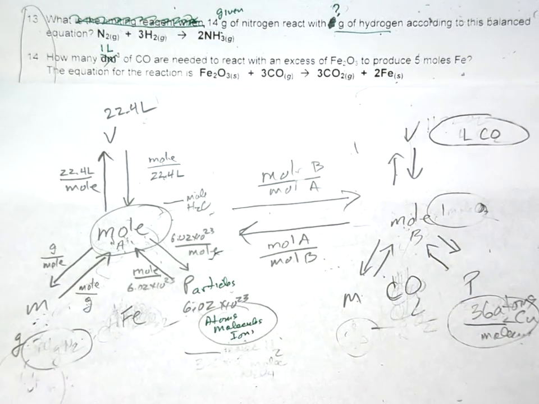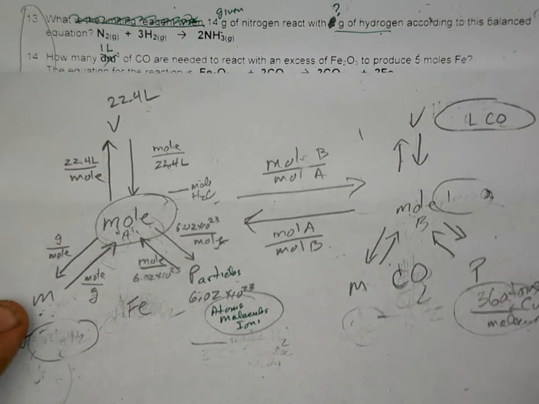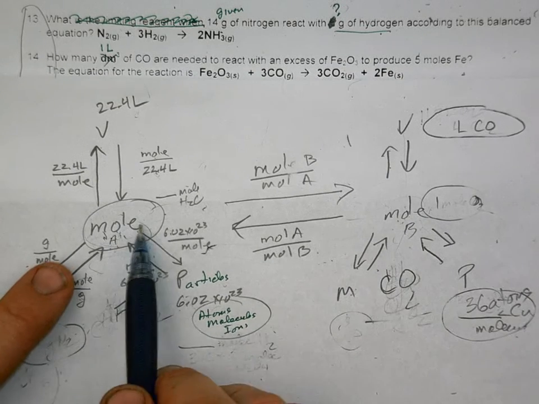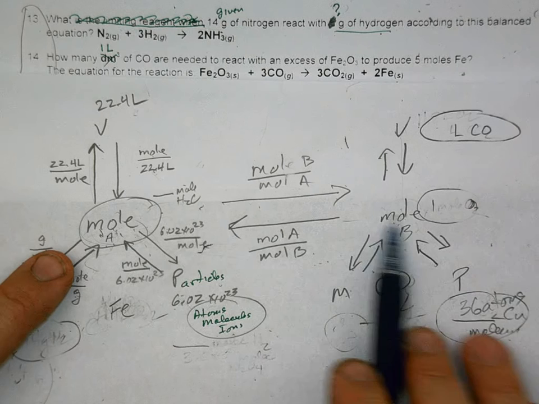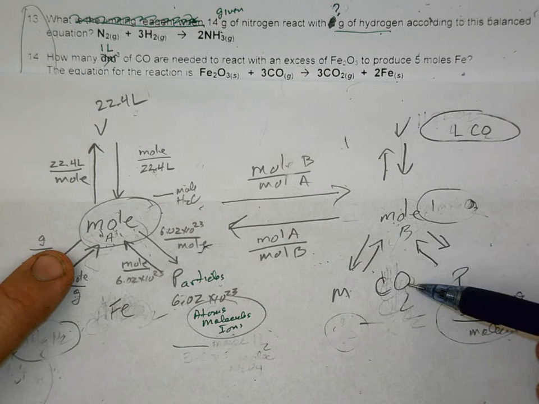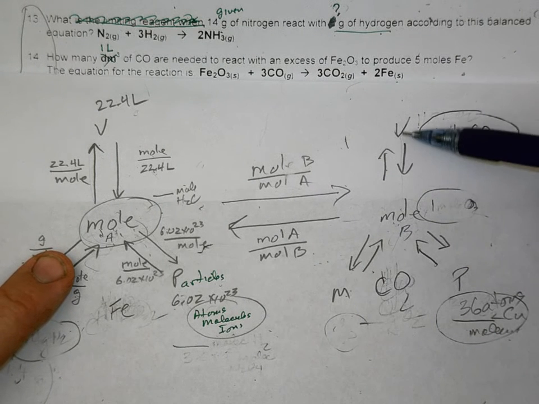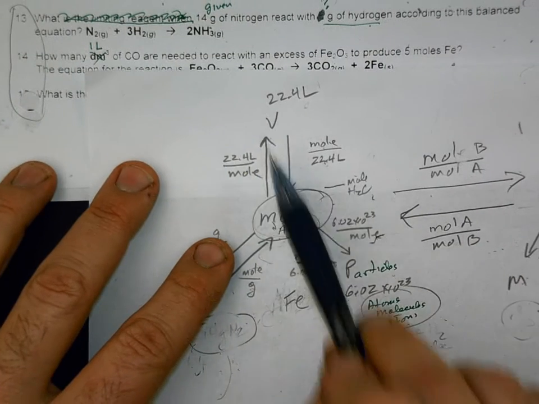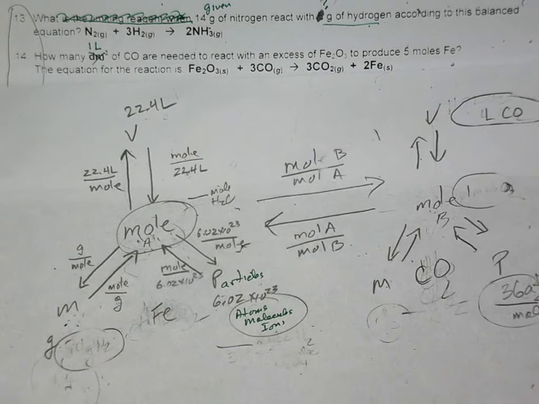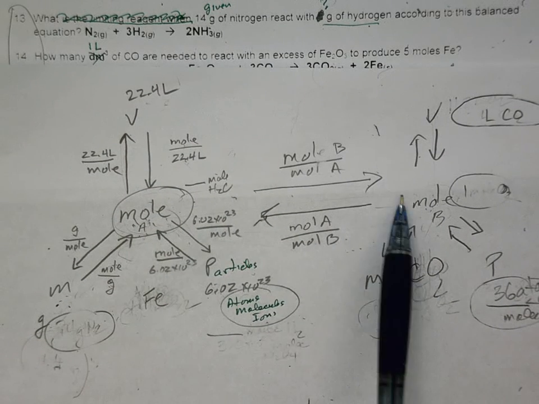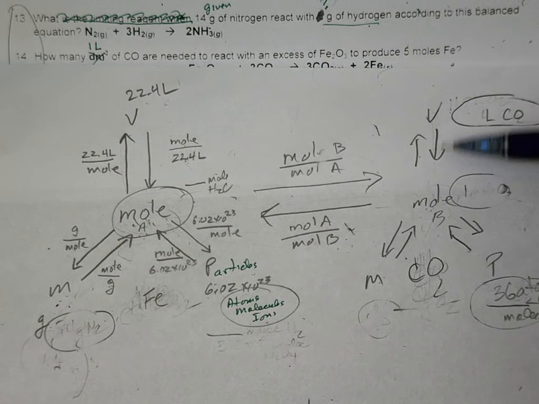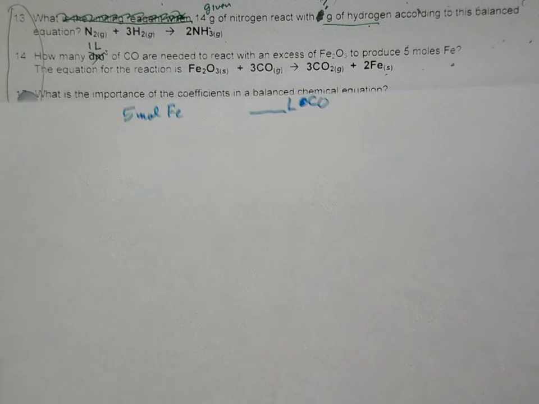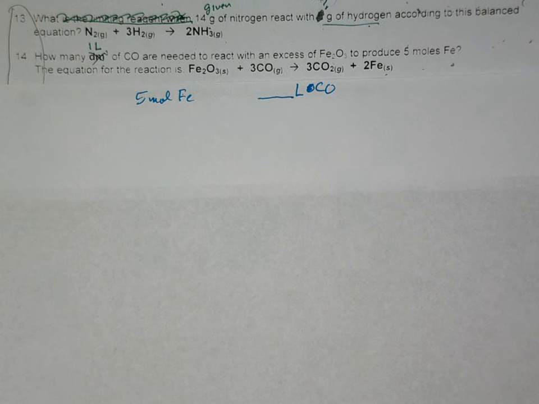So we're starting down here with 5 moles of Fe. So we're starting right here at moles. We'll have a mole-mole conversion, and then we'll end up with moles of carbon monoxide, and then we're going to use the conversion into volume, multiplying by 22.4 to get us back to liters of CO. So there's our roadmap. Molar conversion, and then mole to volume conversion. So let's get that set up.